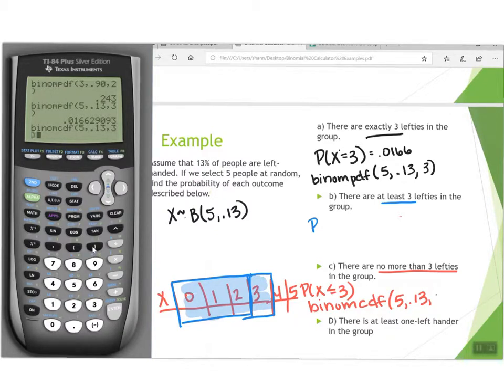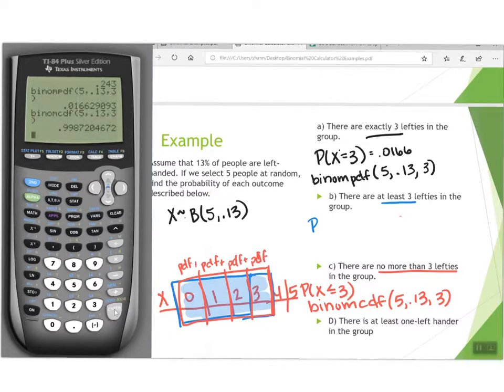What the calculator is doing now is adding up all the successes in front of 3, including 3. It's going to add up 0 successes, 1 success, 2 successes, 3 successes. You could do this one by hand by doing a PDF for each one of those: the PDF of 0, the PDF of 1, the PDF of 2, the PDF of 3, and add them all up, and you're going to get this number right here, 0.9987. So when we calculate at most, the calculator can handle that.